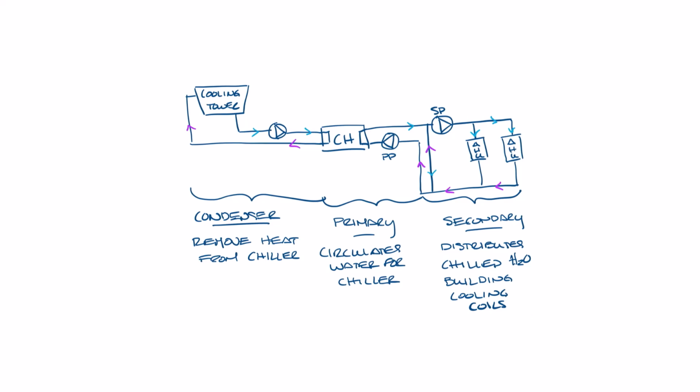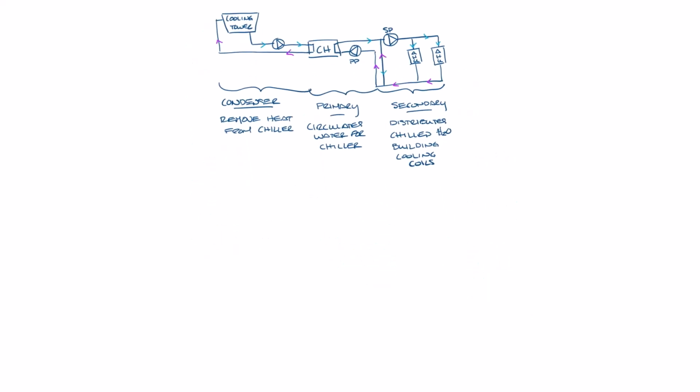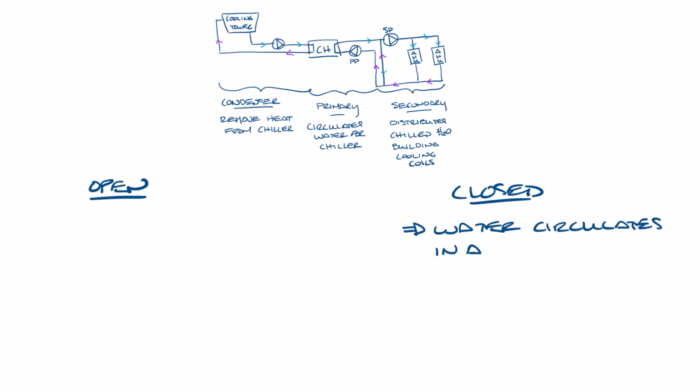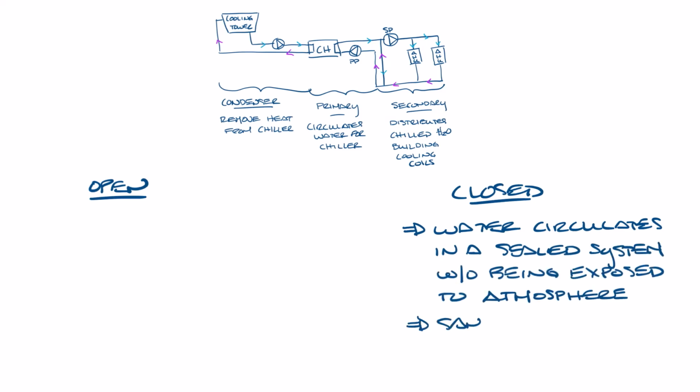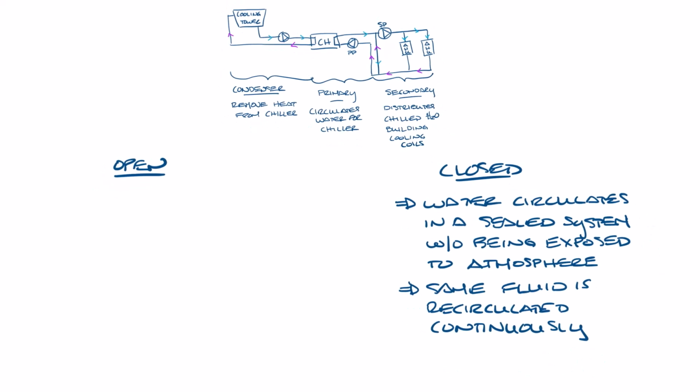In last week's video, I explained the condenser, primary, and secondary water loops in a chilled water system, and I drew this image. In this system, there are closed and open loops. In a closed loop, the water circulates in a sealed system without being exposed to the atmosphere. The same fluid is recirculated continuously, transferring heat to a heat exchanger or other components. Our primary and secondary loops are closed loops. The water circulates through the equipment and piping without ever leaving the closed system.